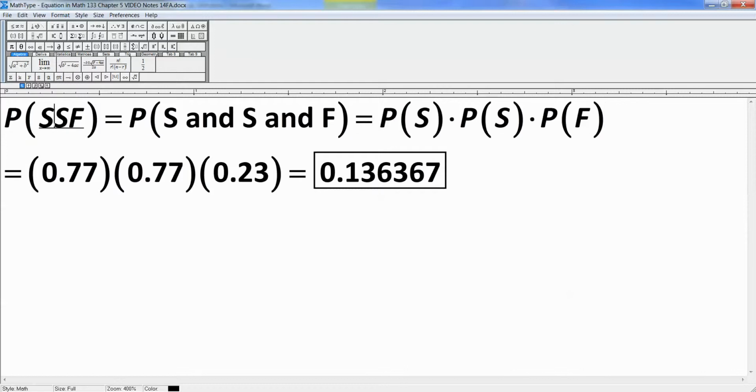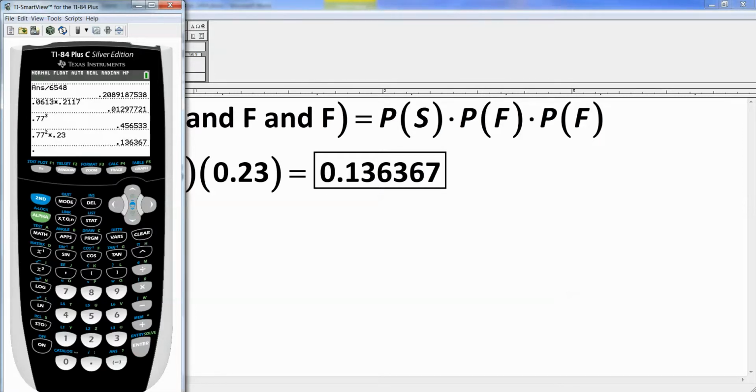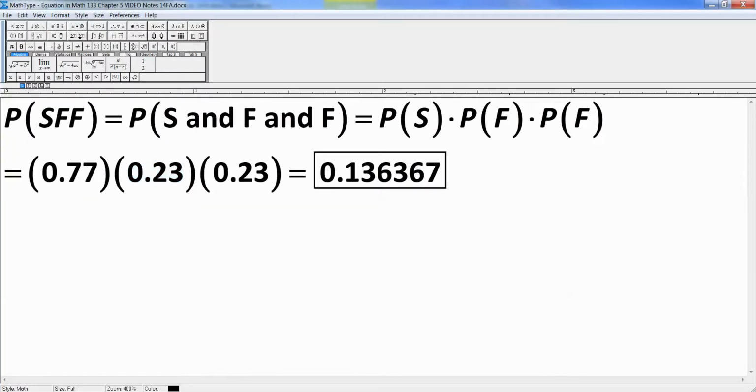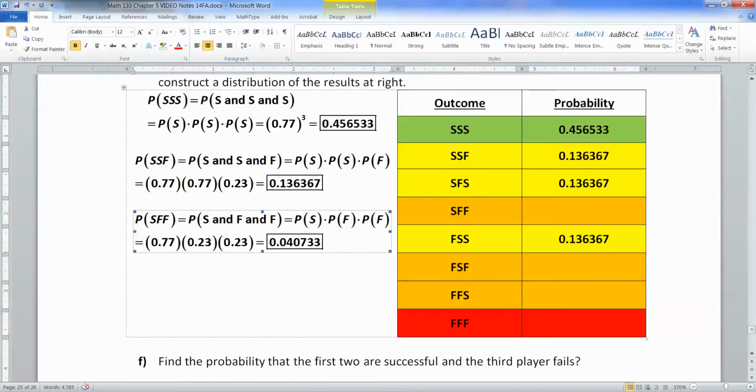Okay, so let's do success, fail, fail. So that means you want a success and a fail and a fail. So you want 0.77 times 0.23 times 0.23. And if you do that, 0.77 times 0.23 squared, that'd be 0.040733. All right, and that's this one. And once you have it here for this orange one, all these orange ones will be the same thing because they have 2 failures and 1 success.